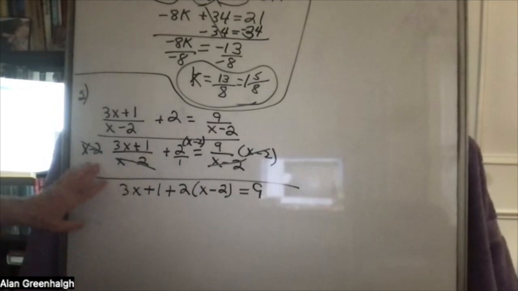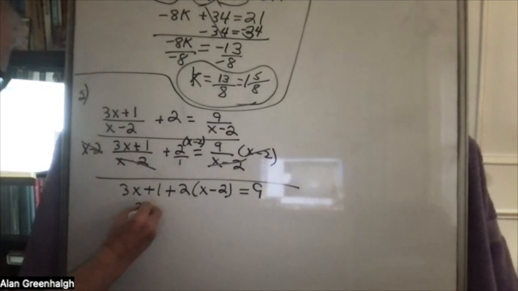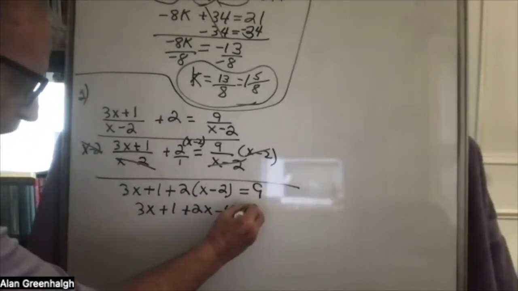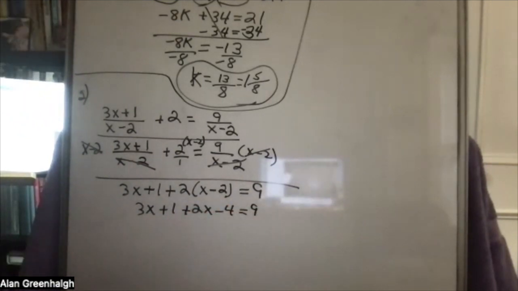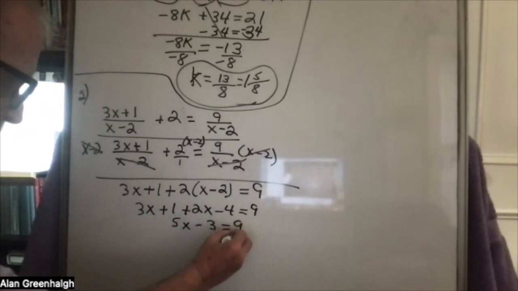Okay, so let me just check my work. Best way to check is to just start out by checking your work. Okay, that looks pretty good. And then 3x plus 1 plus 2x minus 4 equals 9. And then 5x minus 3 equals 9.